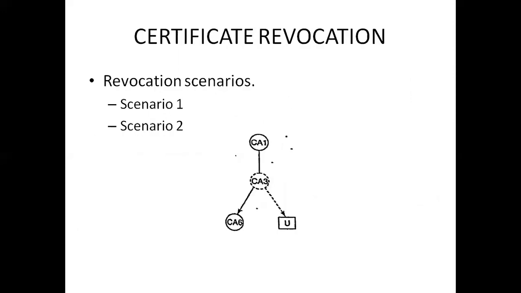So next we are going to see certificate revocation. In certificate revocation, we have two scenarios: scenario 1 and scenario 2. First we are going to see scenario 1. For example, Prashant was issued a certificate valid between January 1, 2020 and December 31, 2020. However, he quit the organization on April 1st, 2020.